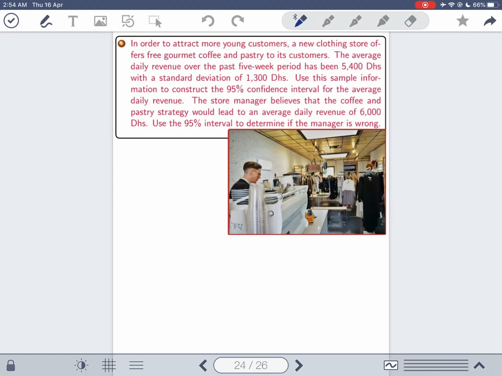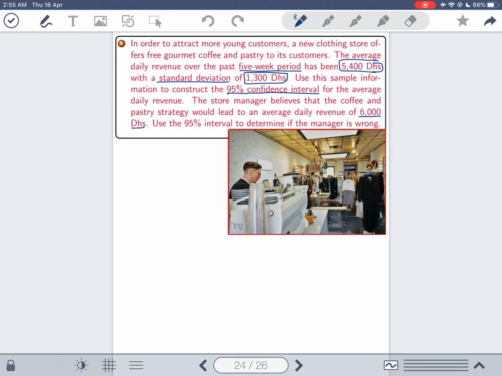Okay, so now let's see. The average daily revenue over the past 5-week period has been this much, with a standard deviation of 1,300 dirhams. That's the standard deviation. Use this sample information to construct the 95% confidence interval. So they want a 95% confidence interval for the average daily revenue. The store manager believes that the coffee and pastry strategy would lead to an average daily revenue of 6,000 dirhams. Use the 95% confidence interval to determine if the manager is right or wrong.